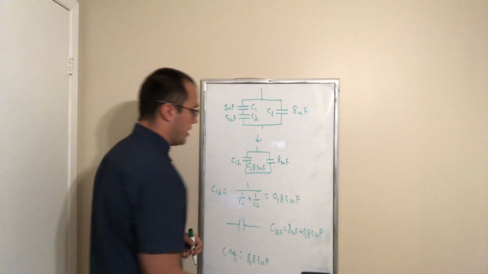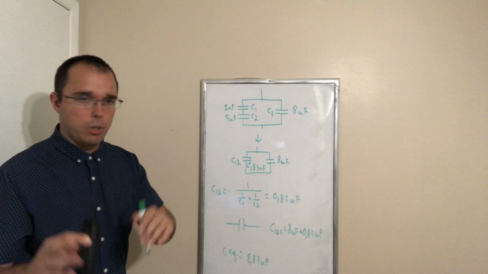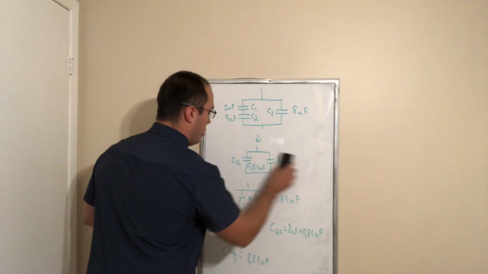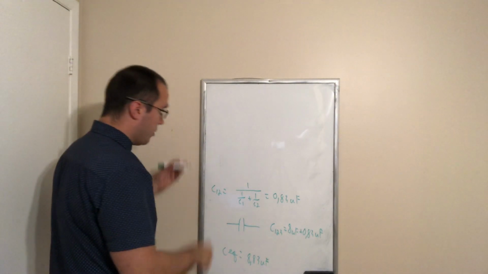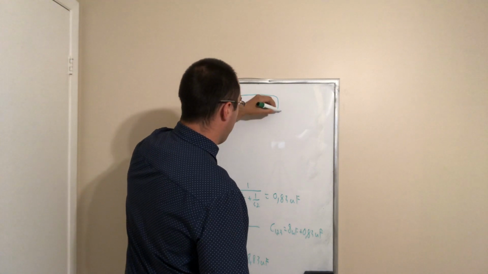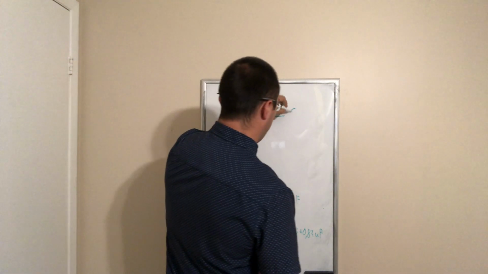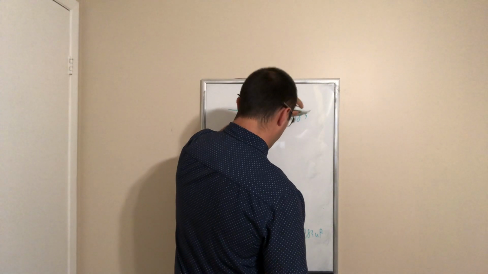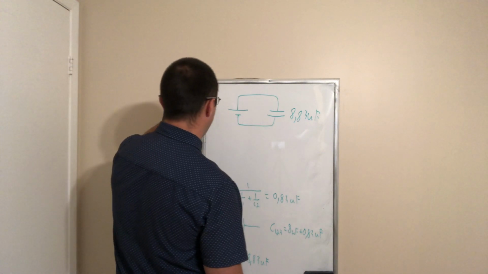Just as an example, by the way, if you need to erase anything, pause the video now. I need the top part to draw an example here. So let's say we have a capacitor, and we're going to use the equivalent capacitor here, 8.83 microfarad. And let's say we have 20 volts here.